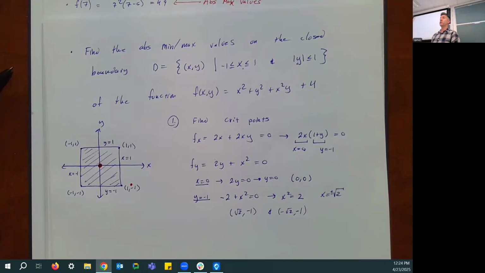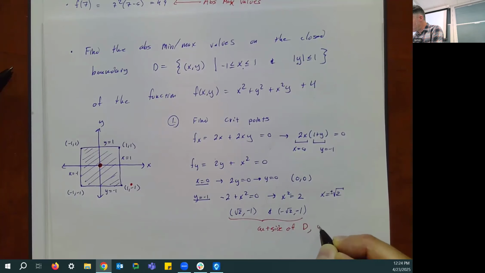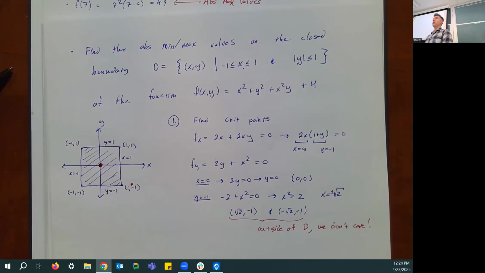The only points we're concerned about are the points in the interval or in the region. So these two critical points are outside of the region, so forget about them. We don't care about them. Now, if this problem had a different region, like if x and y were both between, say, -2 and 2, then these two critical points would definitely be inside of our region. So we have to be in the region to care about them.